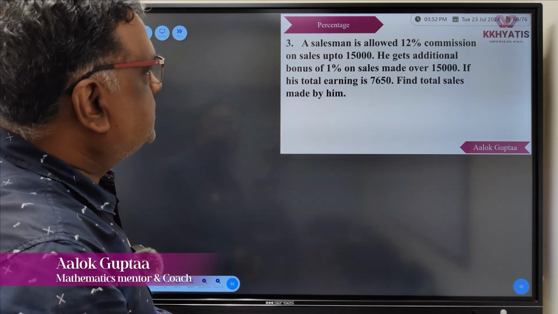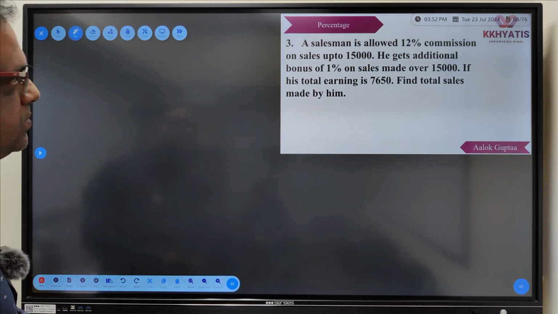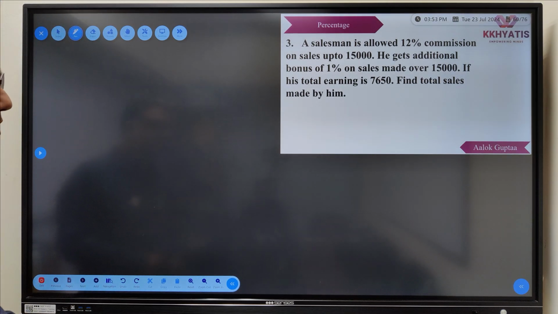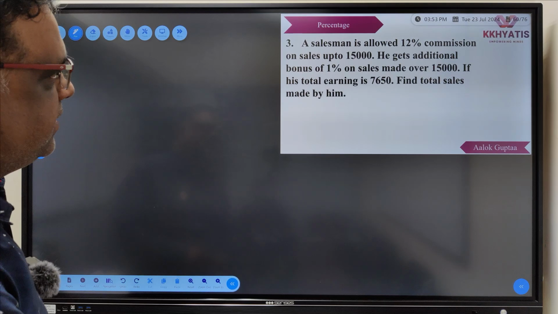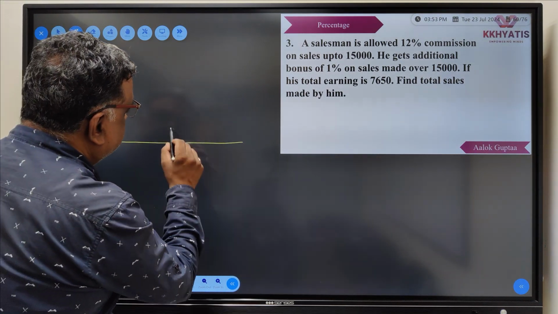A salesman is allowed 12% commission on sales up to 15,000. He gets additional bonus of 1% on sales made over 15,000. If the total earnings is 7650, find total sales made by him. Clear है? Again the same scenario.